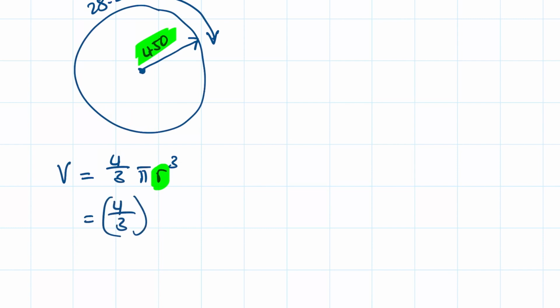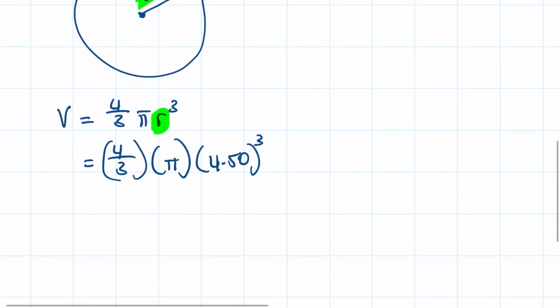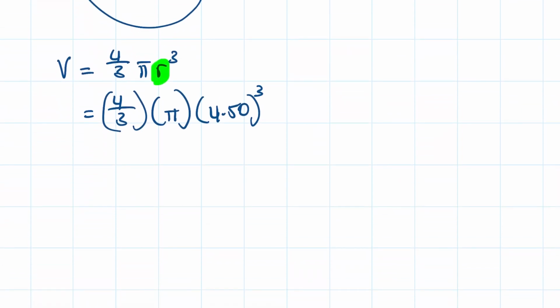So you're going to write down 4/3 times pi times 4.50 cubed. And we've been out of school a while, so I'm going to remind you how to plug this into your calculator. You're going to type in 4.50, hit the little caret button, and hit 3. So that's going to be 4.50 to the third.